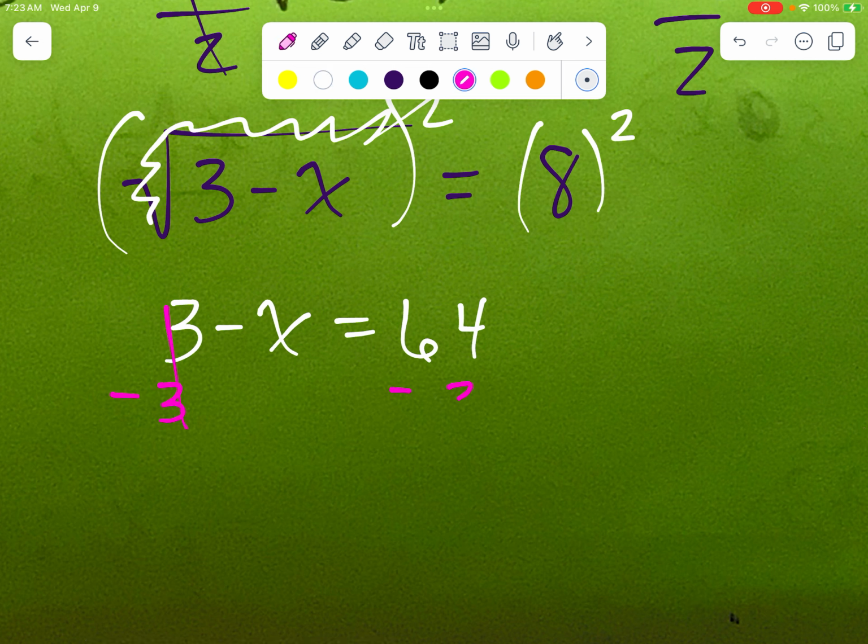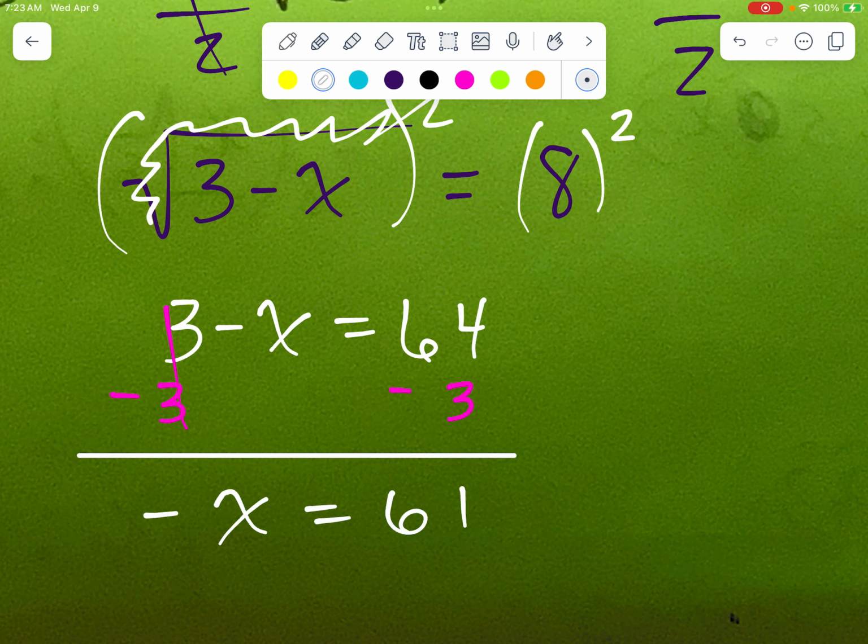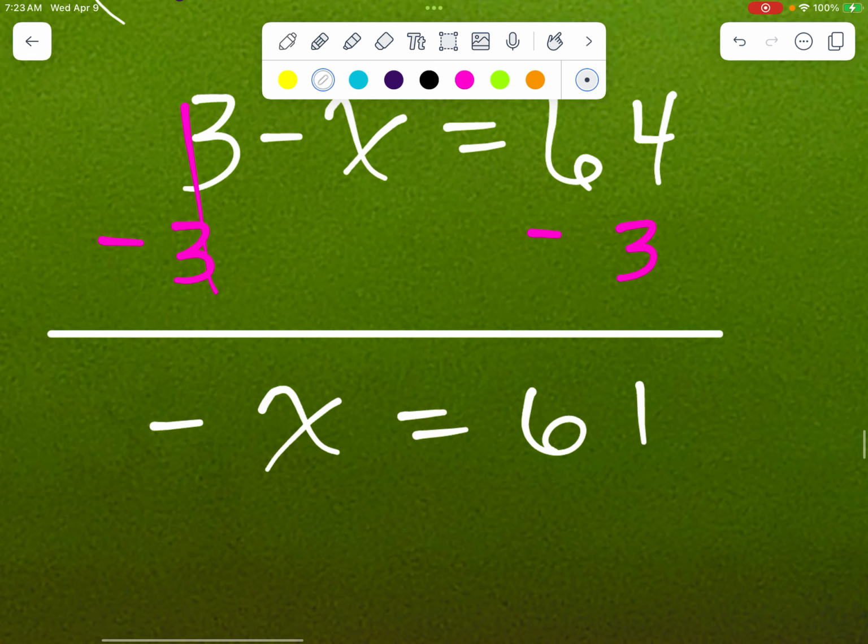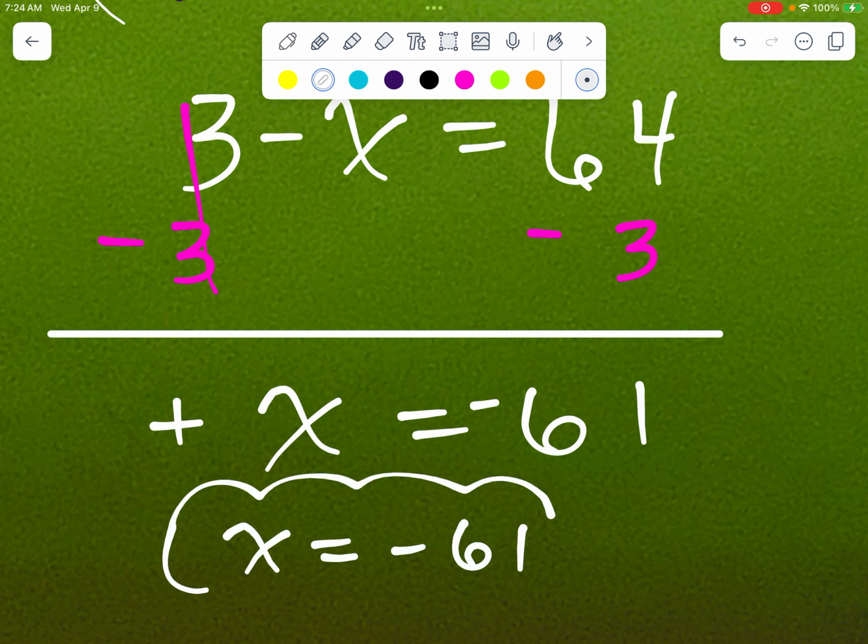There we go. We're left with negative x equals 61. We need to get x by itself, so I'm going to do something called the -1 rule. There's a hidden -1 right here. Well, instead of dividing by -1, you can just change the sign, and we can say that x equals -61. So let's see what that looks like in Desmos here.